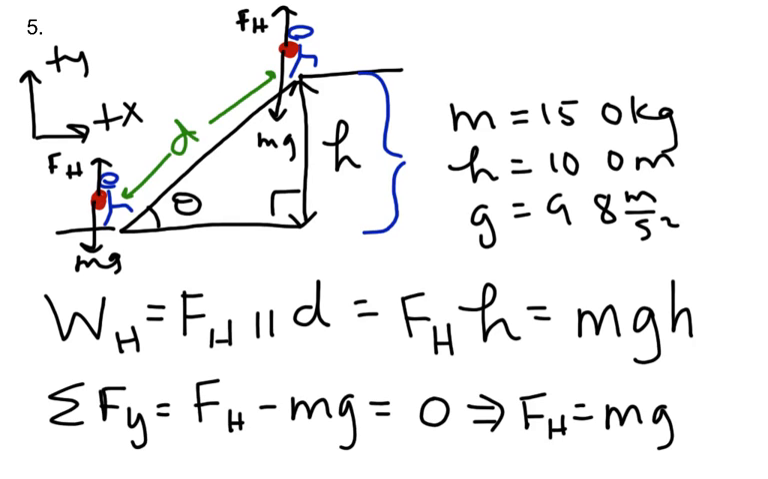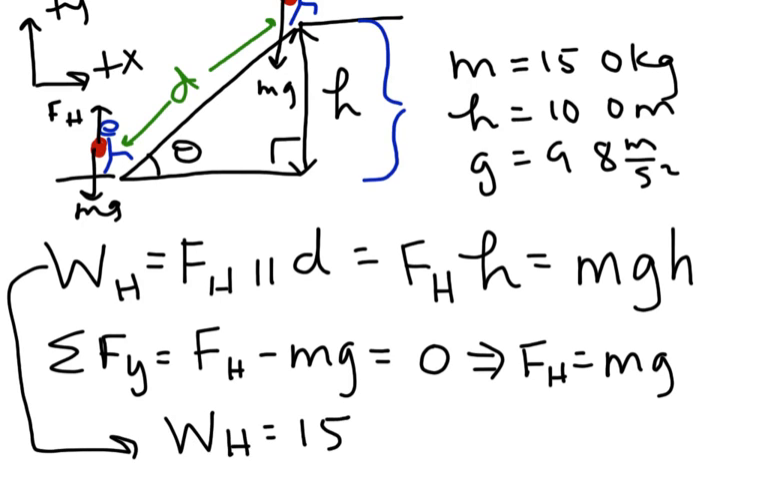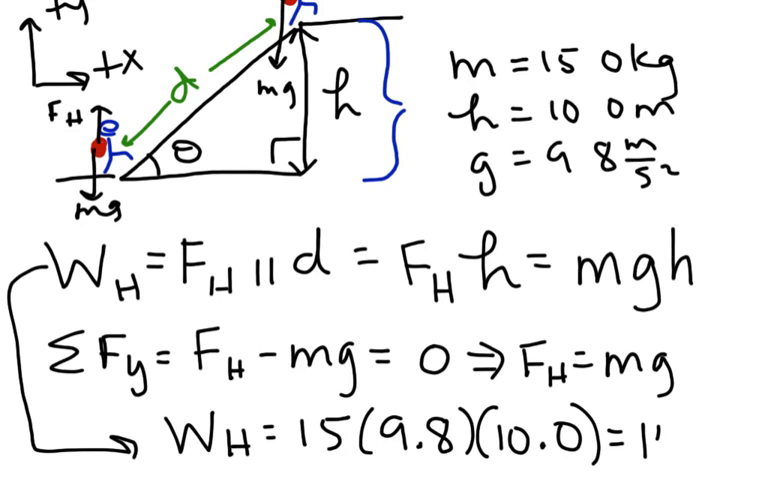Just finishing this problem out, plugging in the numbers. Here we go. The work done by the hiker is the 15 kilograms multiplied by the 9.8 multiplied by the 10.0 meters. And that comes out to be 1,470 joules.